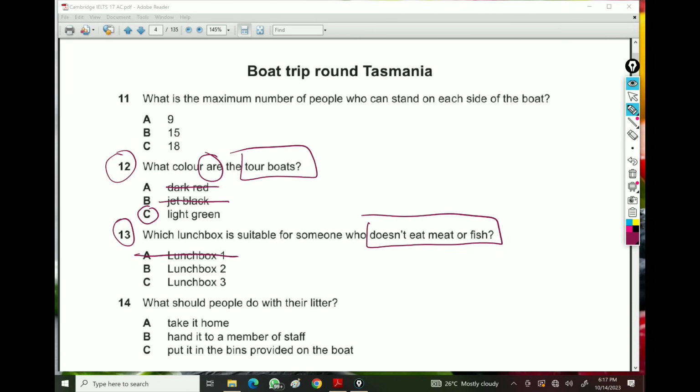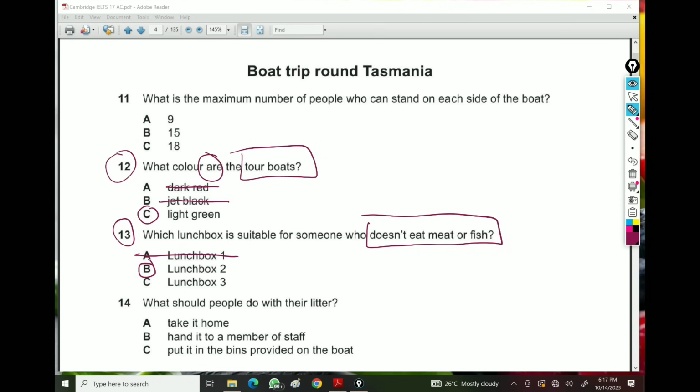Sandwiches. Lunchbox 2 contains a cheddar cheese roll. They did not talk about any meat, any fish, only cheddar cheese roll. Okay, so lunchbox B will be the right answer because it contains cheddar cheese roll.